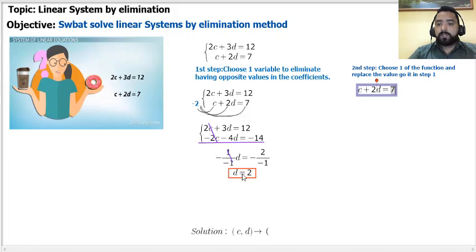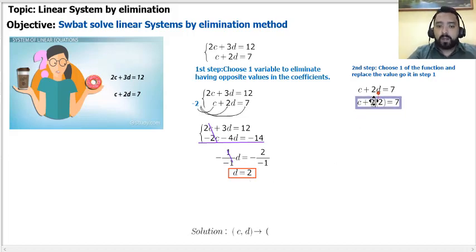In the information set, choose one of the functions. I already chose one and I replace the value I got in step 1. What is step 1? It is this one. What value did I get? D equals 2. So I'm going to replace this value in the second function, so it's going to be C plus 2.